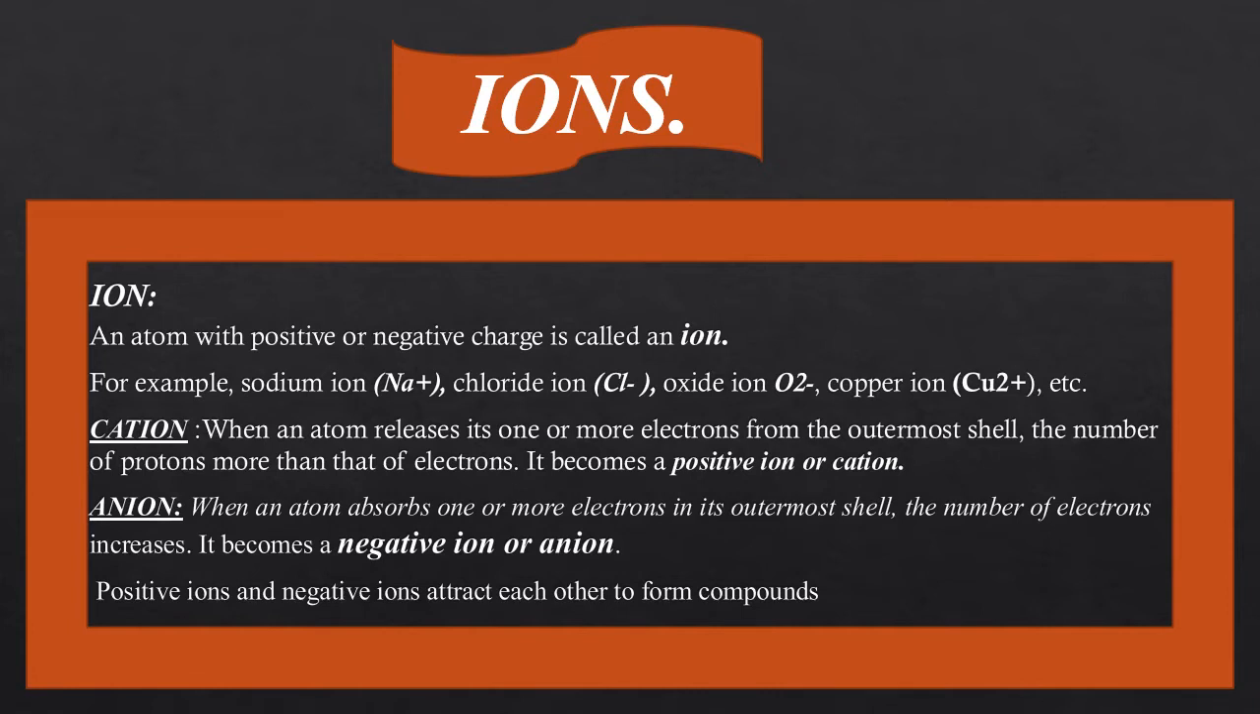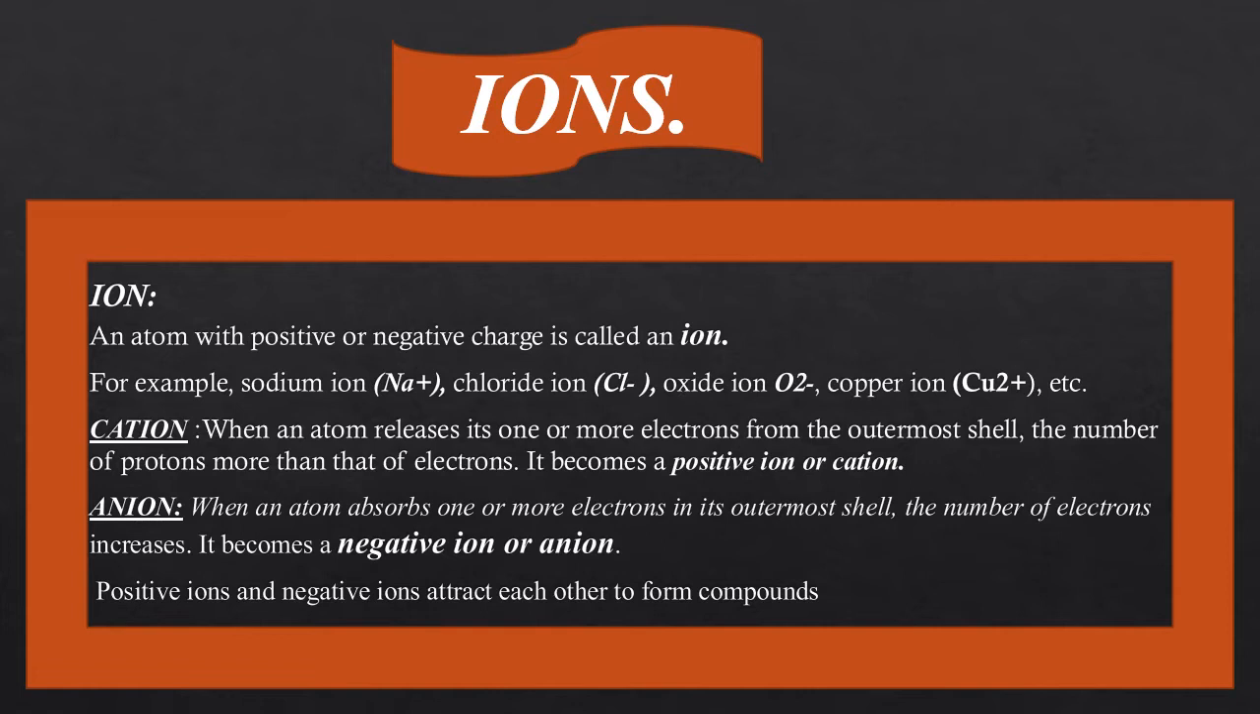Our next topic is ions. What are ions? An atom with positive or negative charge is called an ion. For example, sodium ion, chloride ion, oxide ion, copper ion, they all are ions. As you've seen in this example, sodium has positive charge, chloride has negative charge, oxide ion has negative charge. In a similar way, copper ion has positive charge. An atom with positive or negative charge is called an ion.